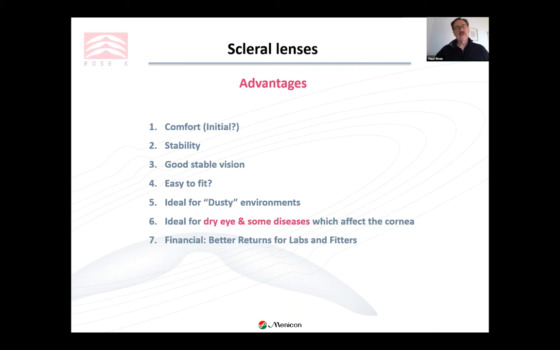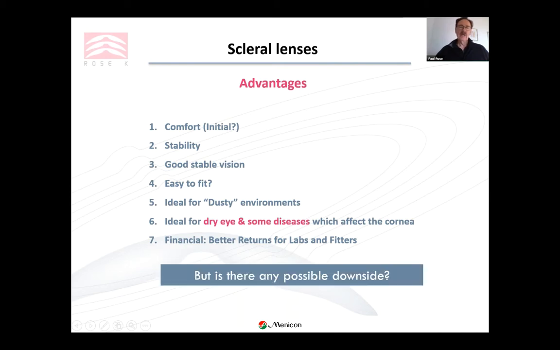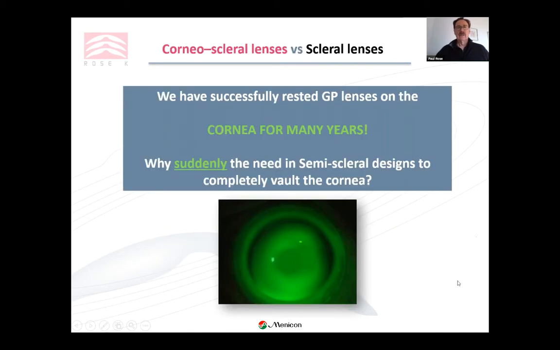And don't forget, financial results for the laboratories are much better, a much better return for the laboratories. It doesn't take them much longer and much more effort to make a scleral lens compared with the corneal lens. So do remember that as far as the labs are concerned, they have a big incentive to want to drive the use of these larger lenses. But is there any possible downside?